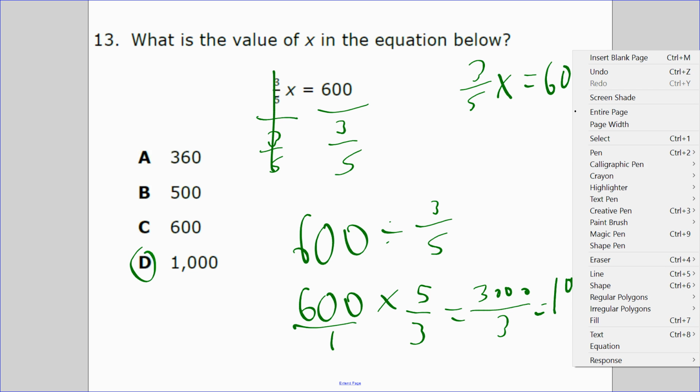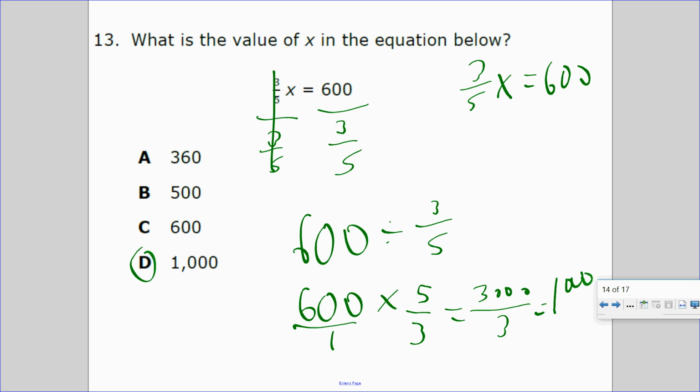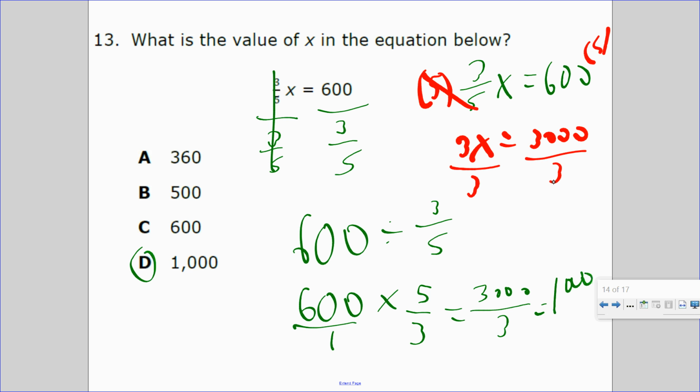Another way you could have done it is this way. This is division. The inverse is multiplication. Multiplication. This cancels. So 3x equals 3,000. Then I divide by 3, because the inverse of multiplication is division. X equals 1,000.